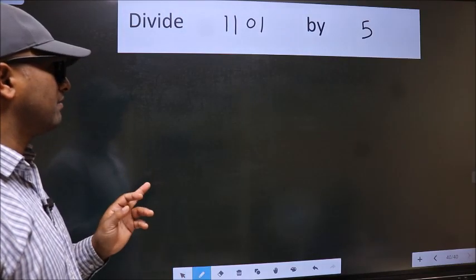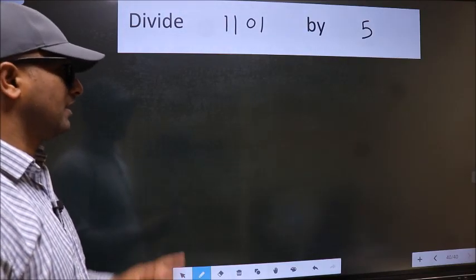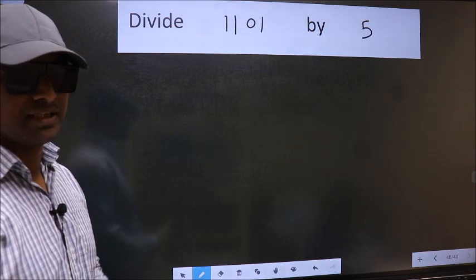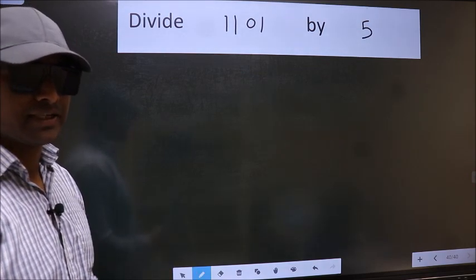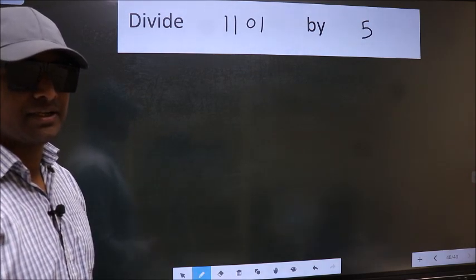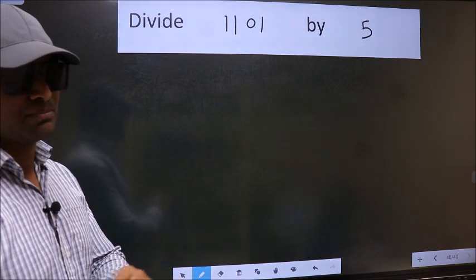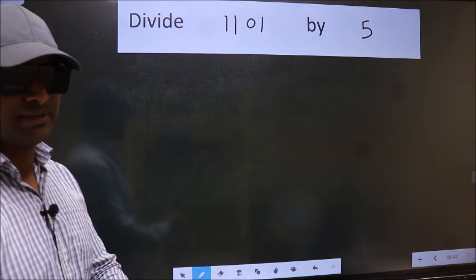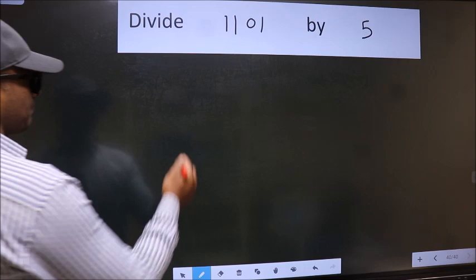Divide 1101 by 5. While doing this division, many do this mistake. What is the mistake that they do? I will let you know. But before that, we should frame it in this way.